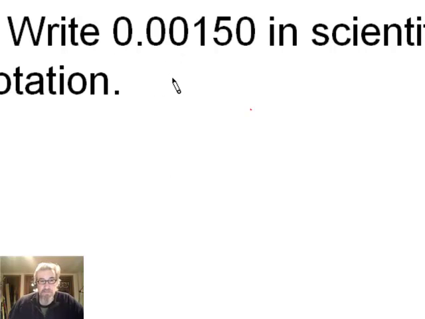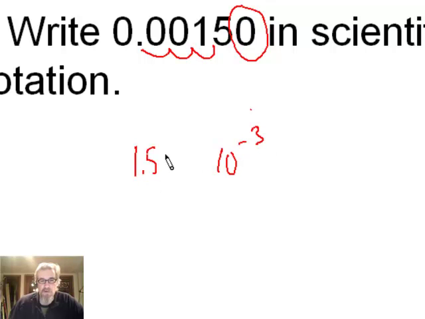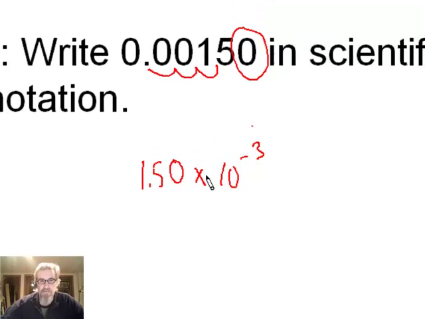Here's another one. Seems like the same number, but it's not. What makes it different is the 0 that comes after that 5 is a significant figure. It had to be written to report precision. So I'm still moving 1, 2, 3 places to the right, and so it's still 10 to the negative third, but my mantissa isn't 1.5 anymore. It's now 1.50. I need to include that last 0.